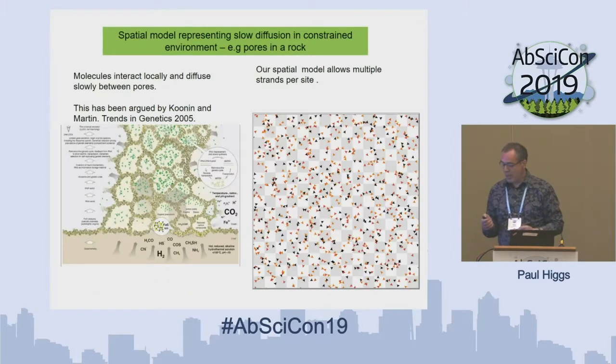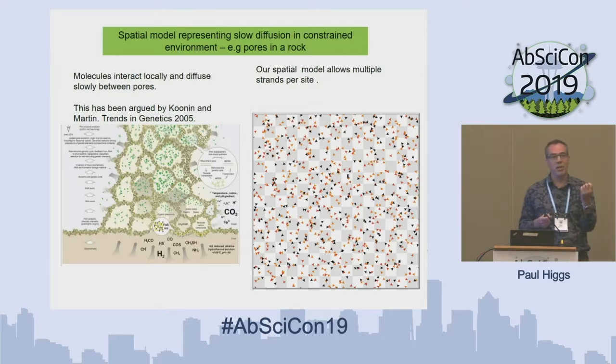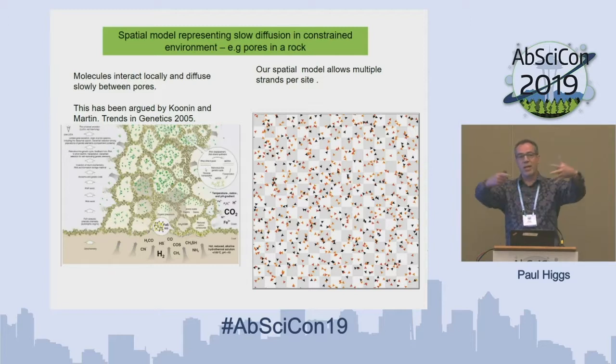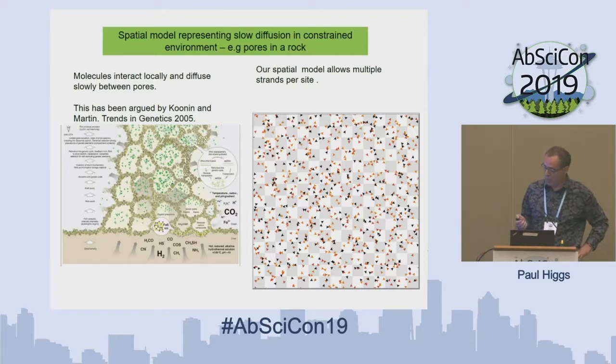What makes a little bit more sense is to think about the spatial models representing molecules in a constrained environment so that the diffusion is slow. What matters in these spatial models is that diffusion is slow, so clusters arise. Diffusion in a 3D open pool is going to be fast, so you get well mixed and things die, right? So if the spatial model is to be relevant, we need an environment where diffusion is slow, and one such might be pores in a rock. This is a paper proposed a while back by Koonin and Martin.